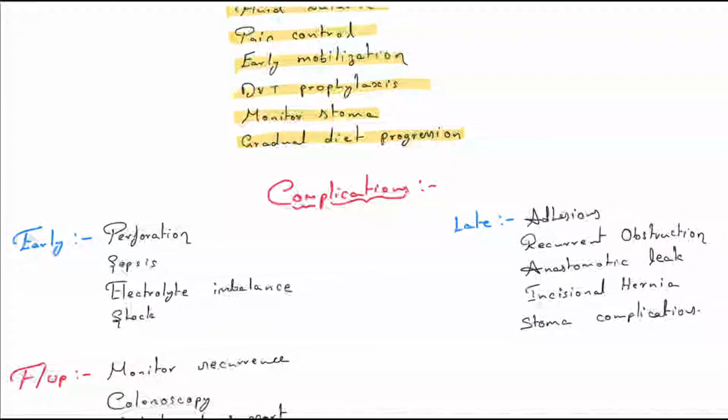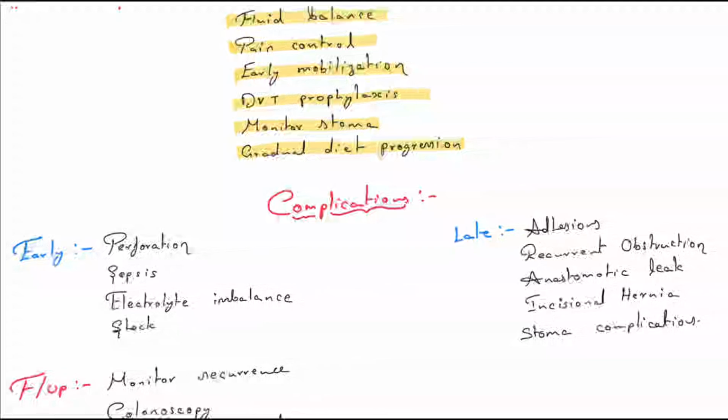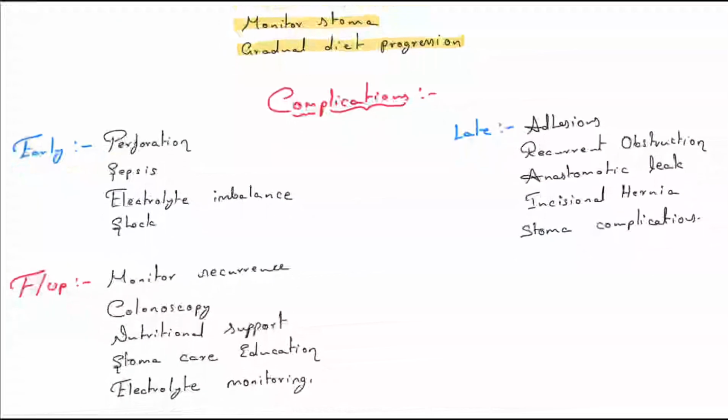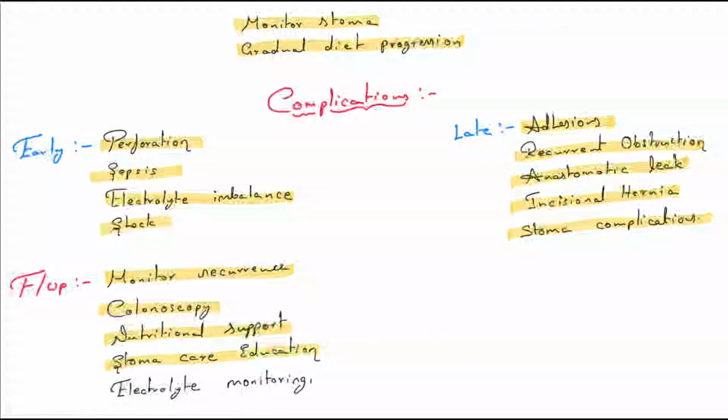Next, complications. Whenever the doctor asks about complications, we have to divide them into two parts, early and late. In early complications, we see perforation, sepsis, electrolyte imbalance, and shock. In late complications, we see adhesions, recurrent obstruction, anastomotic leak, incisional hernia, and stoma complications. For follow-up, we monitor for recurrence, do colonoscopy to rule out cancer, and provide nutritional support, stoma care education and electrolyte monitoring.